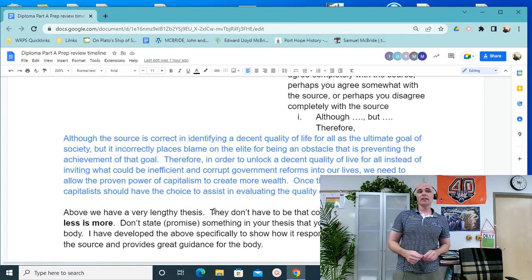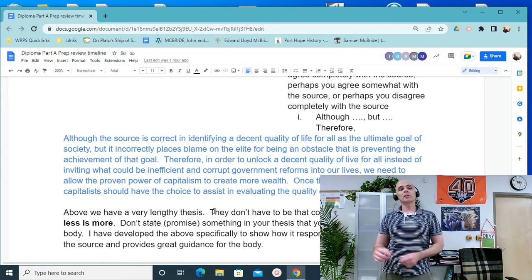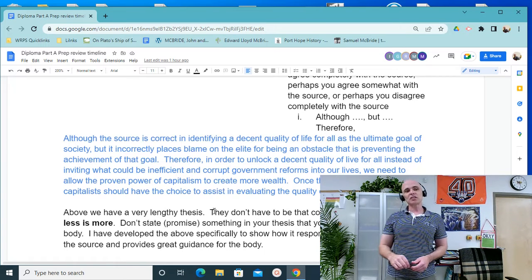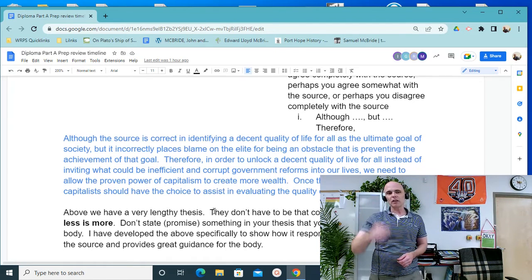Although the source is correct in identifying a decent quality of life for all as the ultimate goal of society, it incorrectly places blame on the elite for being an obstacle that is preventing the achievement of this goal. Therefore, in order to unlock a decent quality of life for all, instead of inviting what could be inefficient and corrupt government reforms into our lives, we need to allow the proven power of capitalism to create more wealth. Once that wealth is created, then capitalists should have the choice to assist in elevating the quality of life of their workers.